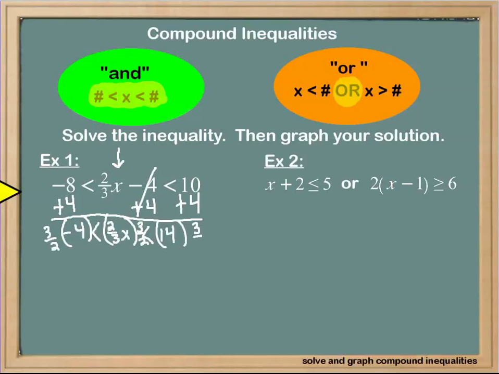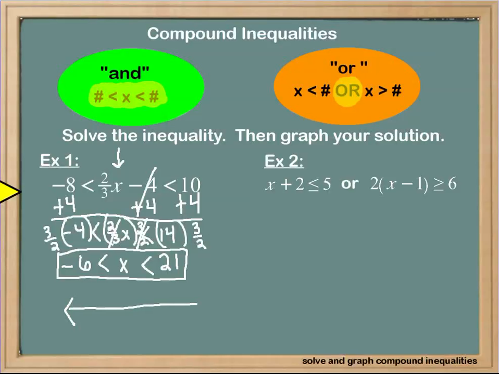If you're struggling with your fraction multiplication, something we need to review here. 3 times negative 4 makes negative 12. Divided by 2 is negative 6. The 2/3 and the 3/2 cancel. That's why we multiplied by it. 14 times 3 is 42. 42 divided by 2 makes 21. So my final solution here is negative 6 is less than x, which is less than 21.